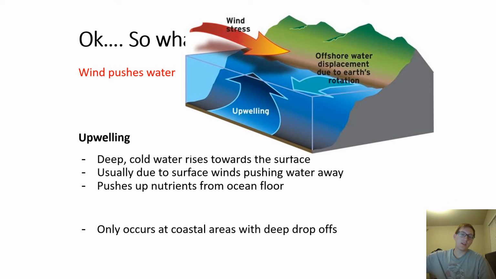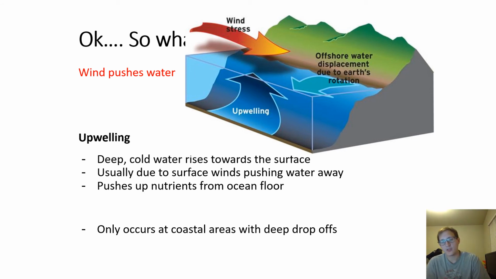So when the wind comes off of the shore and pushes the water out, the deep salty water comes in and it provides more nutrients to that area. So deep cold water rises towards the surface, usually due to surface winds pushing the water away, and this brings nutrients up from the ocean floor for vegetation and other things to feed on, and then that again affects the wildlife, affects the climate, affects everything in that ecosystem.